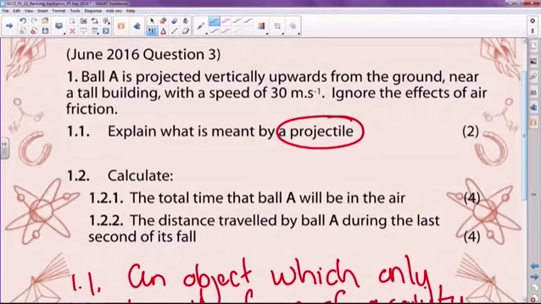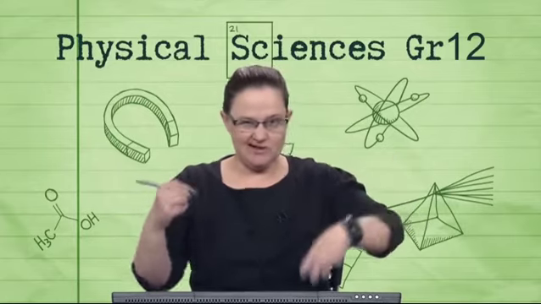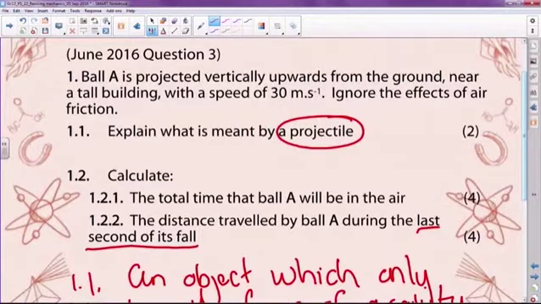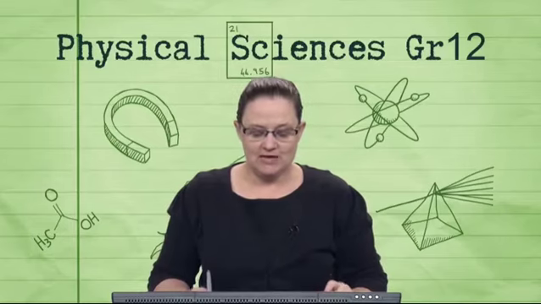Now, here's the first question I want you to do. You're going to get 3 minutes, and what I want you to do is calculate the total time that ball A will be in the air, and the distance traveled by the ball during the last second of its fall. Okay, I'll tell you what we'll do. Let's split this up, because if you get 1.2.1 wrong, you're going to get the next one wrong. So I'm giving you 2 minutes, and all you're doing for now is calculating the total time that ball A will be in the air. Your time starts now.